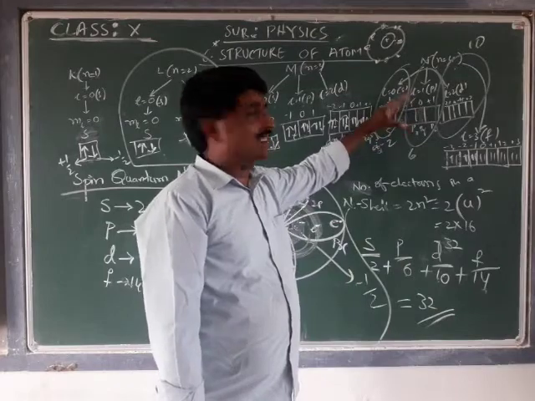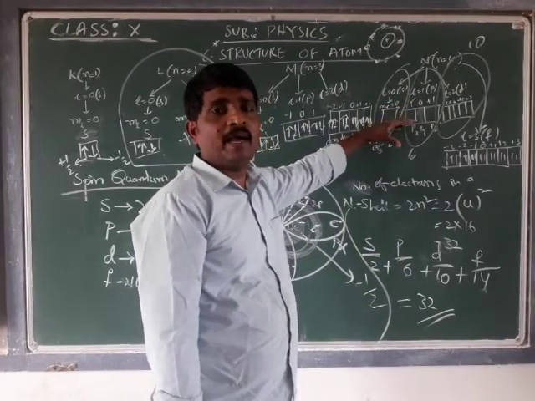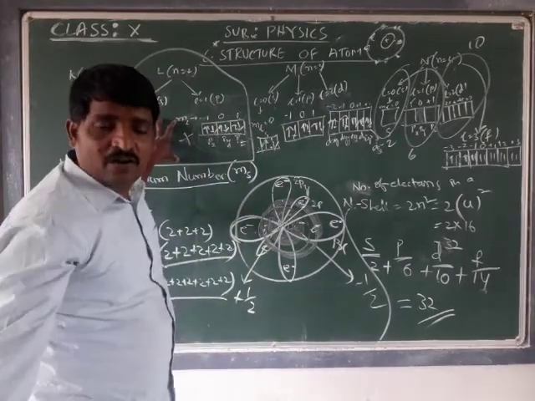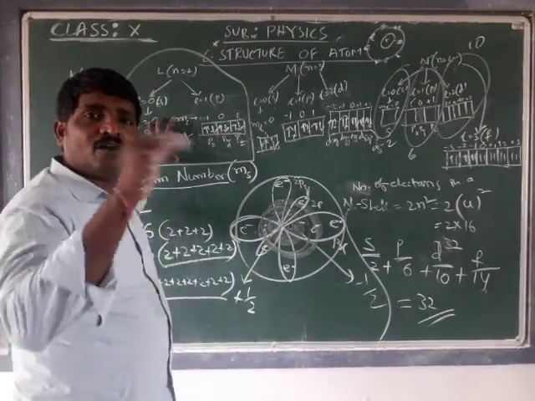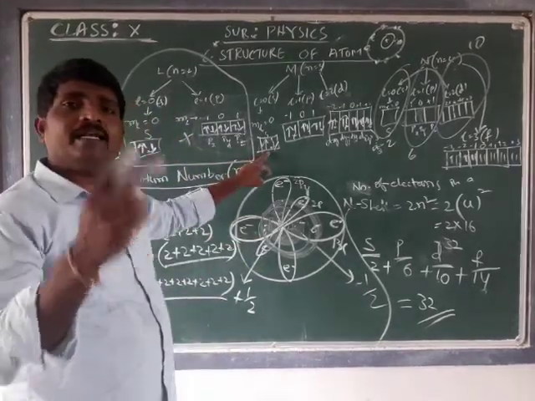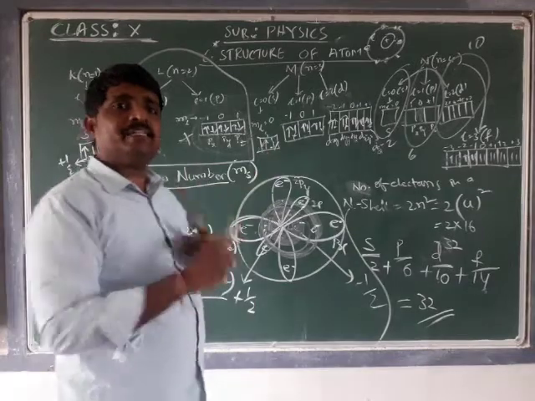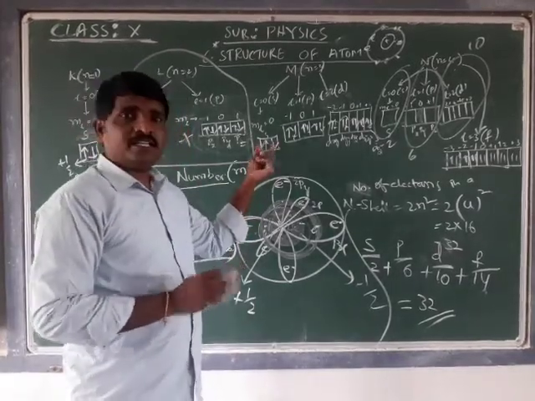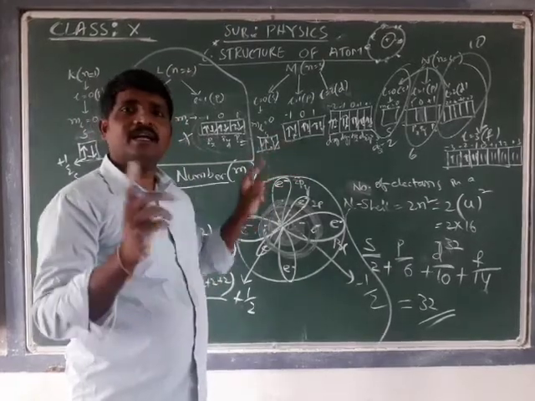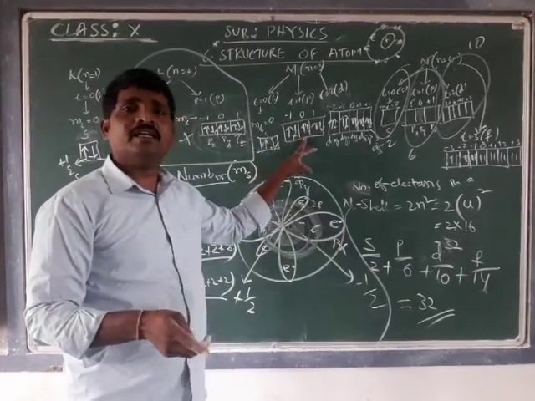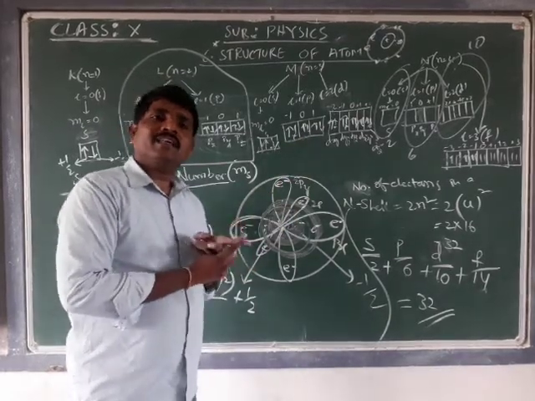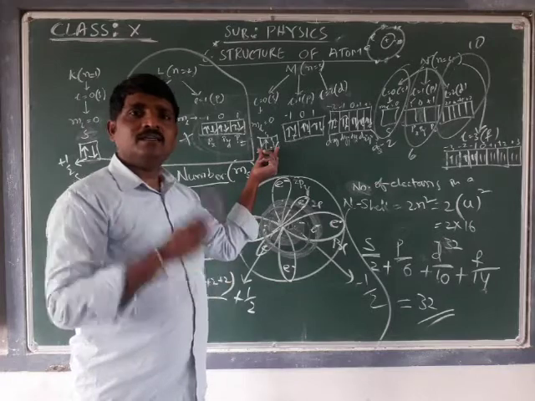Okay, this is some extra information that you have to keep in mind. The number of electrons present in one orientation is a maximum of 2. One orientation I am talking about. The S orientation, that is spherical orientation, contains 2 electrons. The Px orientation contains 2 electrons. Orientation we can call an orbit.